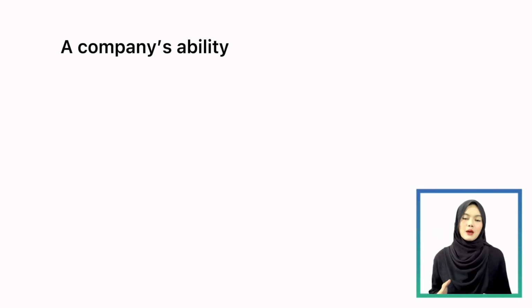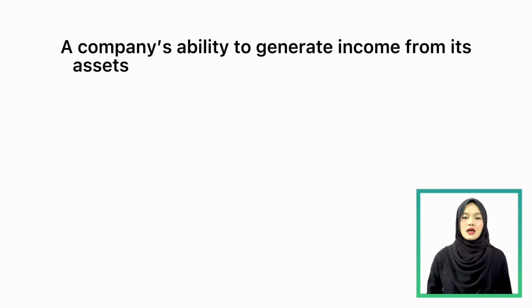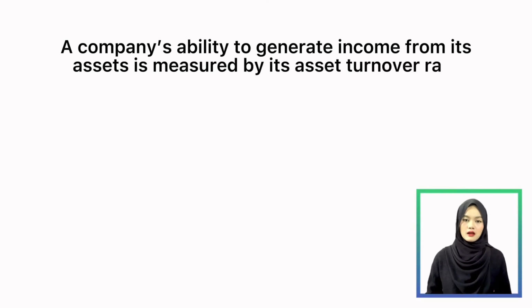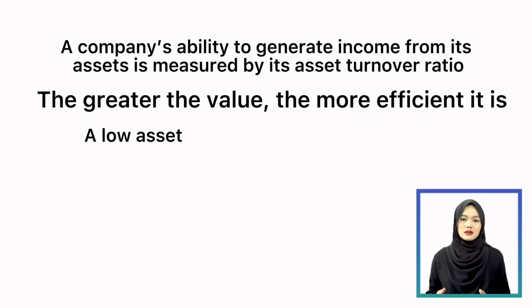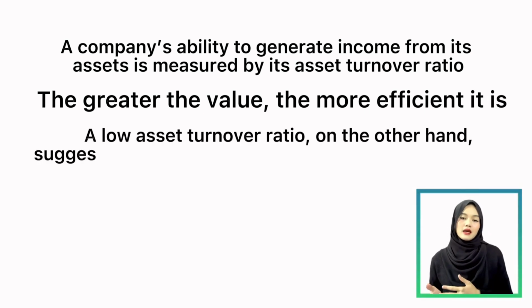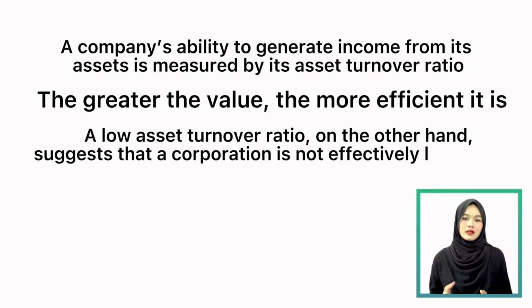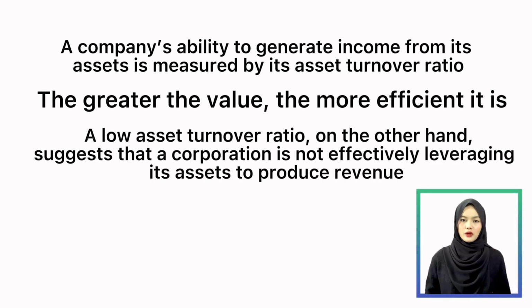A company's ability to generate income from its assets is measured by its asset turnover ratio. The greater the value, the more efficient it is. A low asset turnover ratio, on the other hand, suggests that a corporation is not effectively leveraging its assets to produce revenue.